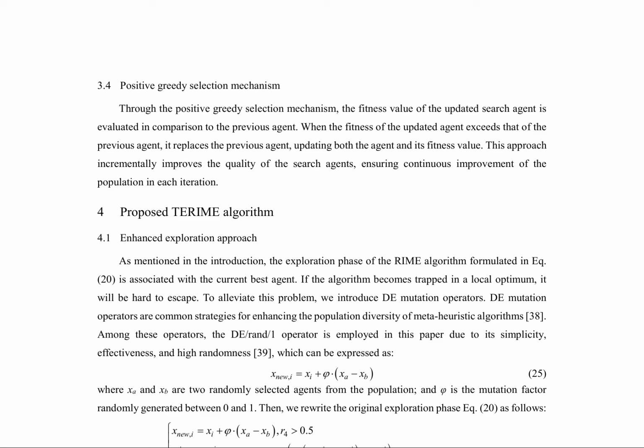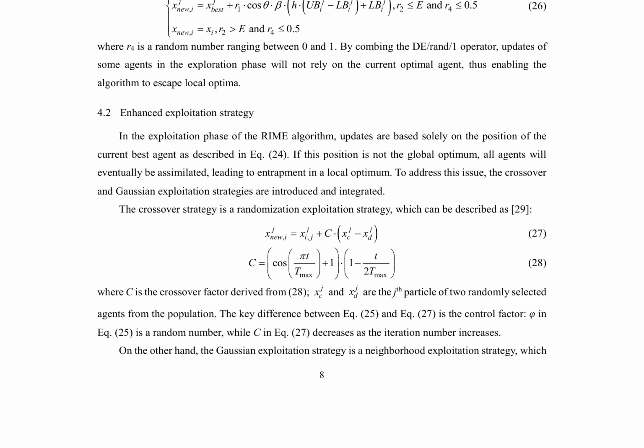The exploitation strategy combines 2 approaches: crossover and Gaussian exploitation. The crossover strategy utilizes a randomization exploitation strategy, where a crossover factor, derived from an equation, decreases as the iteration number increases. This crossover factor promotes a more diverse solution space. The Gaussian exploitation strategy, a neighborhood exploitation strategy, enables a focused search around the current best solution, preventing entrapment in local optima and improving convergence towards the global optimum. By integrating these strategies, the TERIME algorithm demonstrates improved performance in solving complex optimization problems.